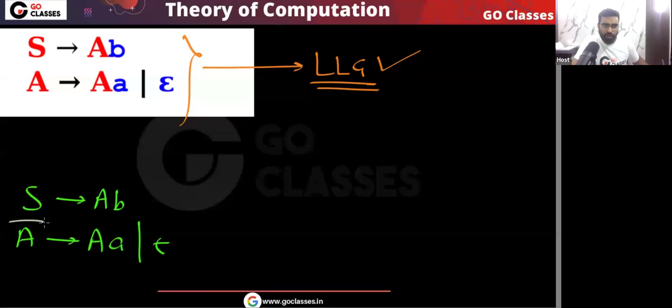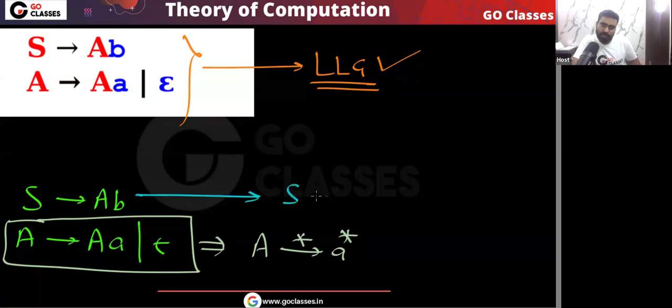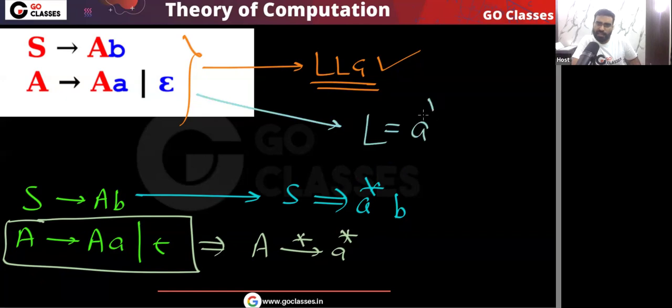So let me tell you, if you look at this rule, from here I can say that this A will generate A star. From A I can generate A star. So from S what can I generate? S goes to AB, so it will be A star B. Yes or no? So finally, the language for this is A star B. Okay, very simple.